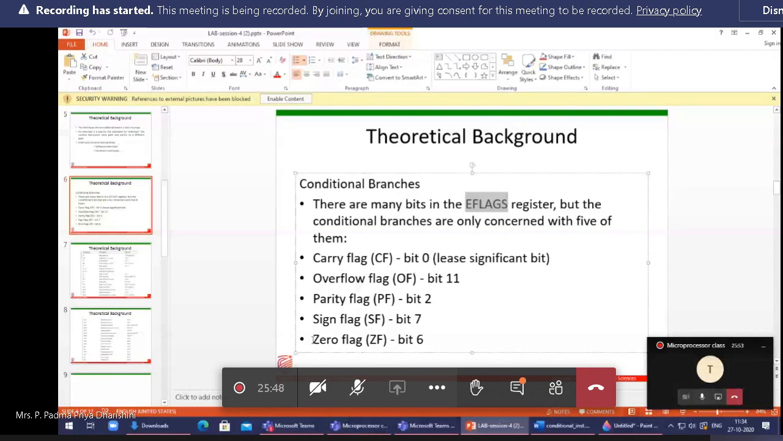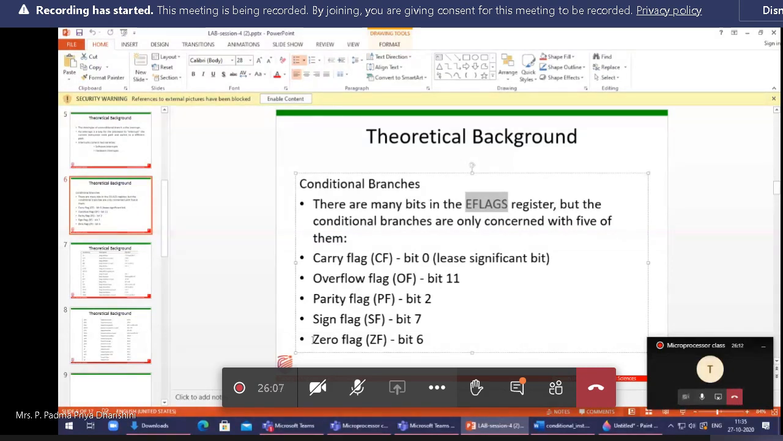So what is the meaning of zero? When will the zero flag be 1? The zero flag is nothing but the 6th bit of this EFLAGS register. The EFLAGS register is 32 bit. In that, the 6th bit is the zero flag.